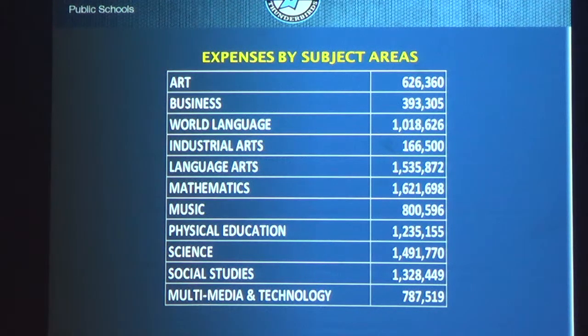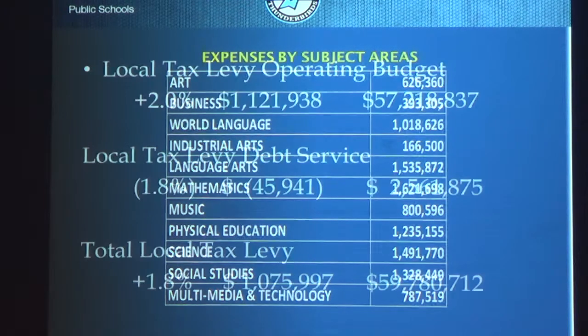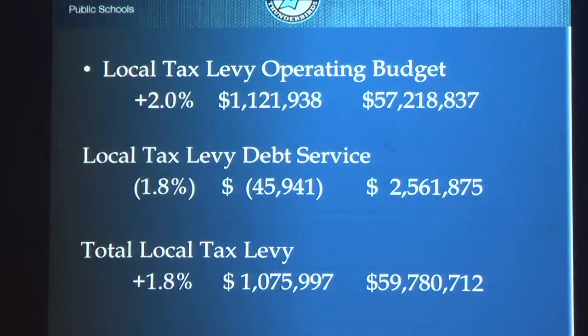Most of these areas are really the Ridge through the high school, with the exception of music, phys ed, and art. But you get to see the big picture as to where the dollars are going by area. So in this preliminary budget that was approved, the local tax levy part of the operating budget is going up by 2%, which is the cap on what we can raise taxes by.